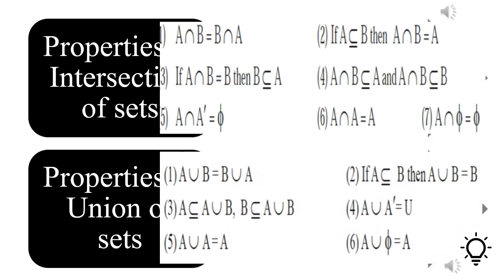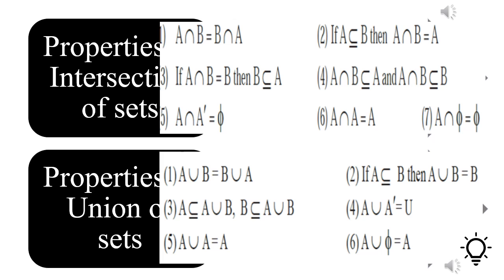Now let us learn properties of union of sets. Look at the first one. A union B is equal to B union A. We had discussed this earlier also. Second one. If A is a subset of B, then A union B is equal to B. Third one. A is a subset of A union B and B is a subset of A union B. So it's just reverse.